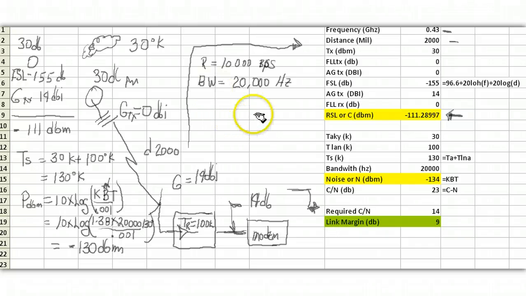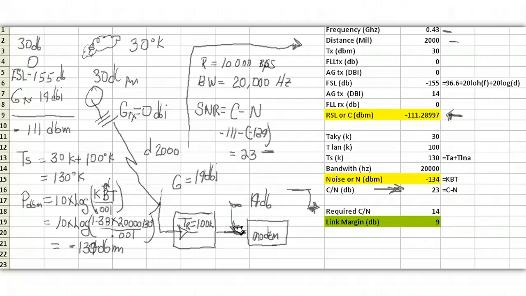So now we have calculated our C over N. The carrier to noise ratio, or signal noise ratio, in the log form is the carrier minus the noise, which turns out to be minus 111 minus, whoops, this is a 4 over here, minus 134, which gives us a positive ratio of 23 dB, which is this quantity right here. So the receiver produces a signal noise ratio of 23.